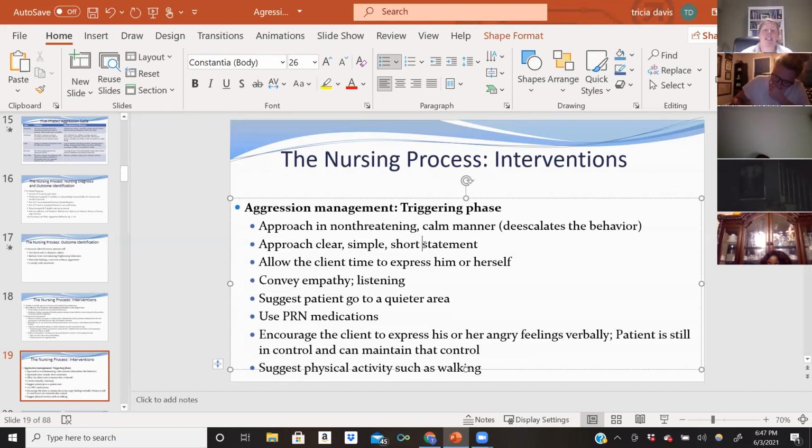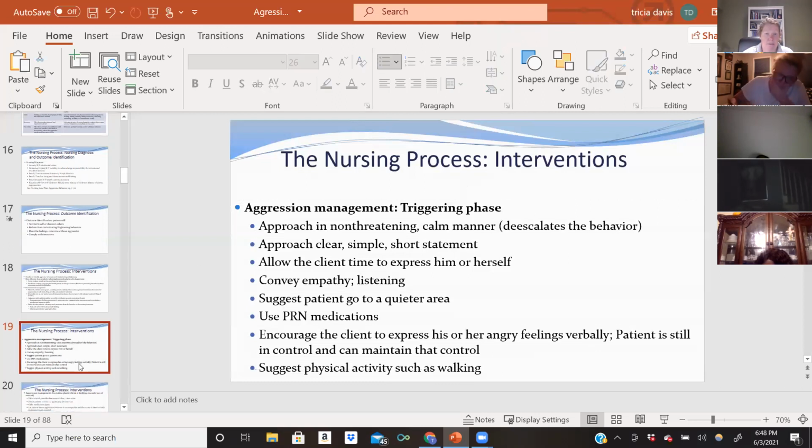We encourage the client to express his or her angry feelings verbally. The patient is still in control and can maintain that control. And then we can suggest taking a walk or any other kind of activity that would take their mind off of things.